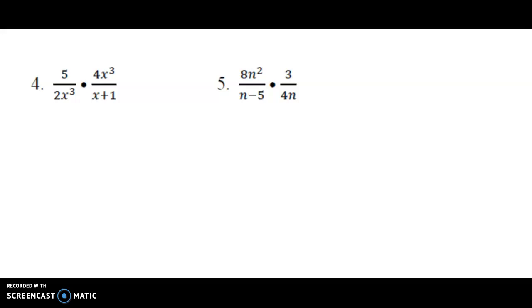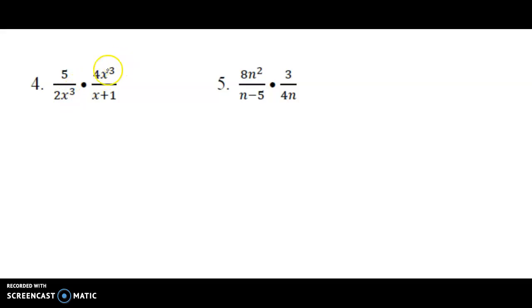Looking at number 4, we have 3 monomials and a binomial. The rules for monomials and polynomials are different, and it's really important not to do the same thing for them. They're completely different. So let me show you how this works.